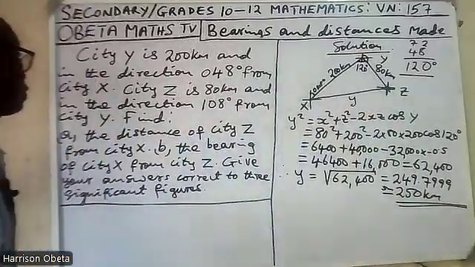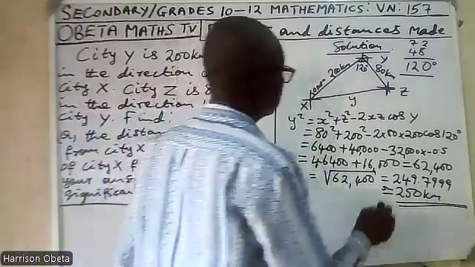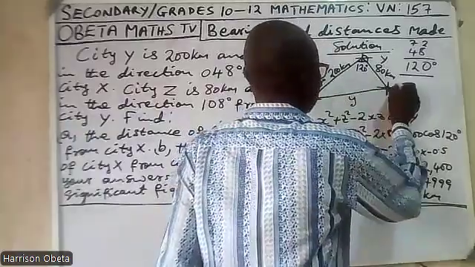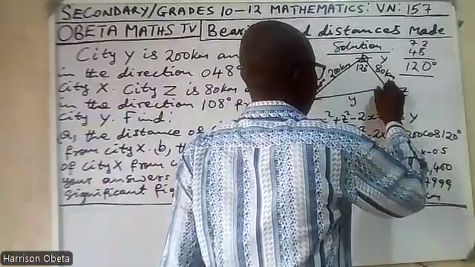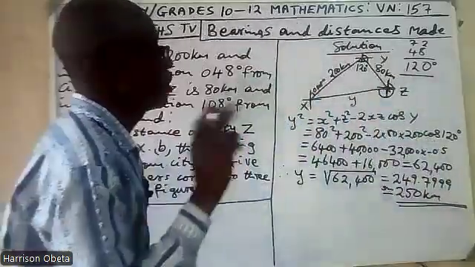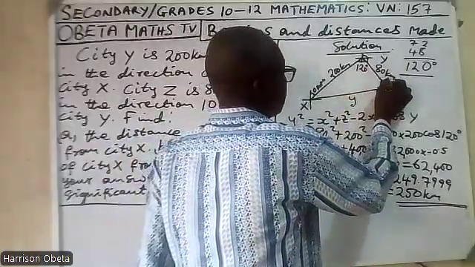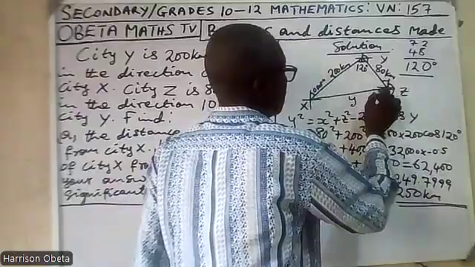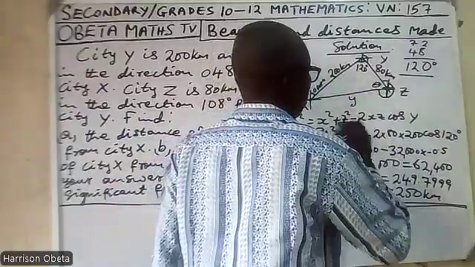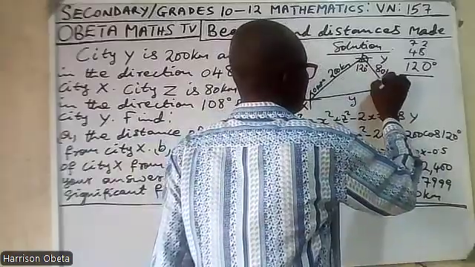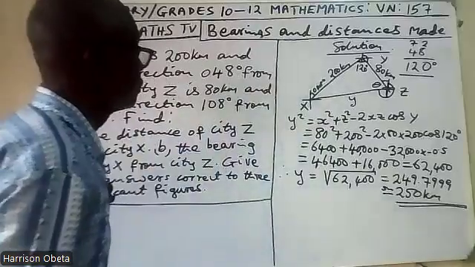The next thing is for us to find the bearing of city x from city z. The bearing of city x from z, you start from here to the line joining the two. But remember, the angle here is 72. Let's name this theta. It means you have to add 72 and theta and subtract from 360. That will give you the answer.